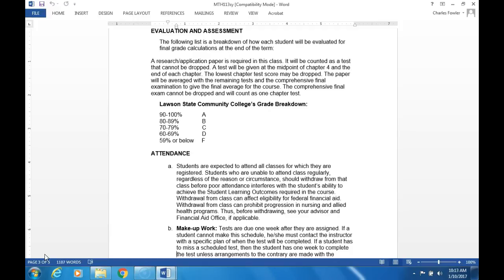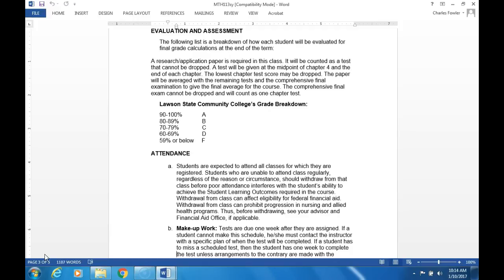The lowest chapter test score may be dropped, if it helps your average. In other words, if you do really poorly on a chapter test, I do whatever helps you the most. But the paper will be averaged with the remaining tests, and the comprehensive final exam can't be dropped either. It's required. So the comprehensive final exam can't be dropped, and the research paper can't be dropped.